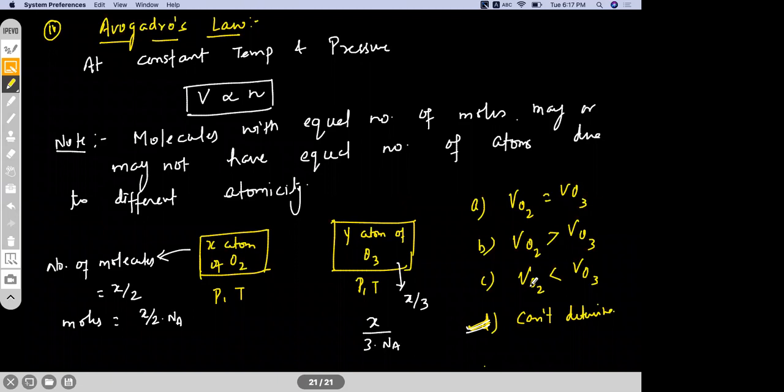Answer is that. Now, suppose it is X. I was thinking that we have X atoms here, but suppose for example I'm taking this as X, just for instance. Then the number of moles of O2 is more than that of O3. Moles and volume are directly proportional, so we can say the volume of O2 is greater than the volume of O3. But here the relation of X and Y is not given, so it cannot be determined. Option D is correct over here.